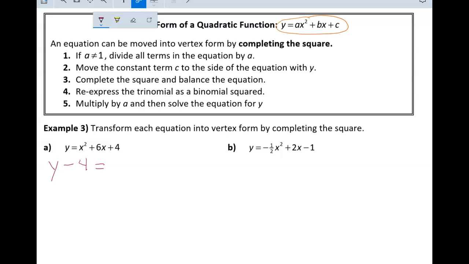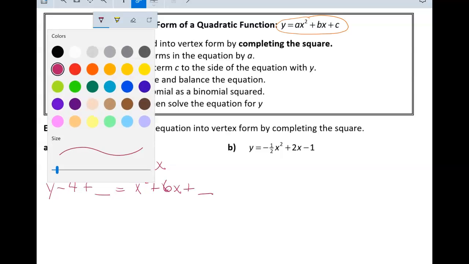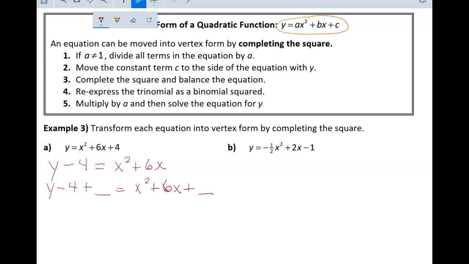So I'm going to subtract 4, and then we have y minus 4 equals x squared plus 6x. Next step is to complete the square. And when we complete the square, we put a plus blank on both sides of the equation, because whatever you add to the right side of the equation where you complete the square, we need to add the same thing to the other side. Now remember, your shortcut for completing the square is to take that 6, that middle term, and divide it by 2, that's 3, and then square 3, and that's going to give us 9, so we're going to add 9 to both sides of the equation.